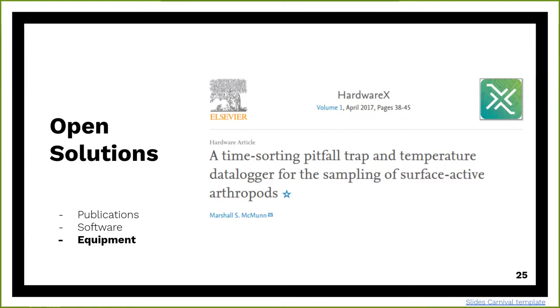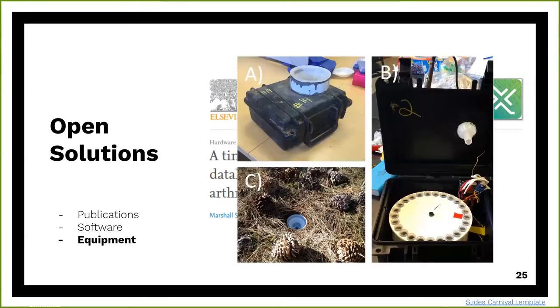So basically this author here published this, which is an upgrade of this system, so to say. What it is, you can see here in B, this has 24 wells and it's connected to a motor. And you can see here how it looks on the outside. This whole box in A is below the ground here in C.